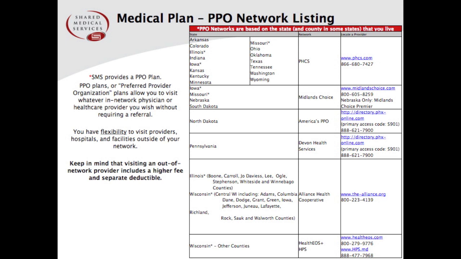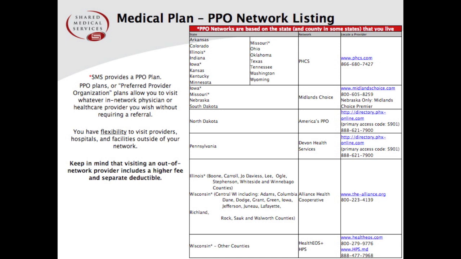This slide contains the shared medical PPO network listing. Preferred provider organization plans allow you to visit whatever in-network physician or healthcare provider you wish without requiring a referral. These networks are based on the state you live in, and if your state has an asterisk in this list, you have more than one option for a network. Pay close attention to the counties that are listed, and contact the HR Benefits Department if there are any questions regarding your network.